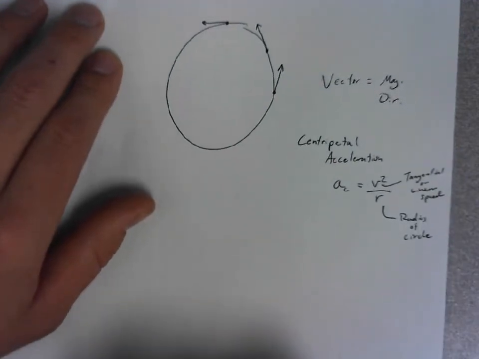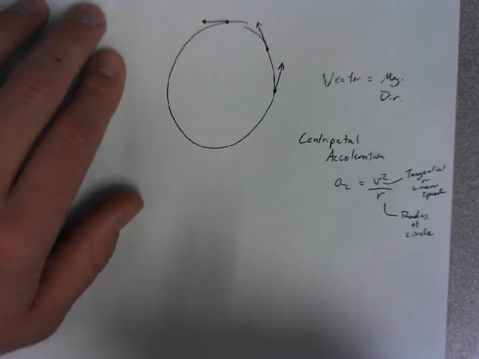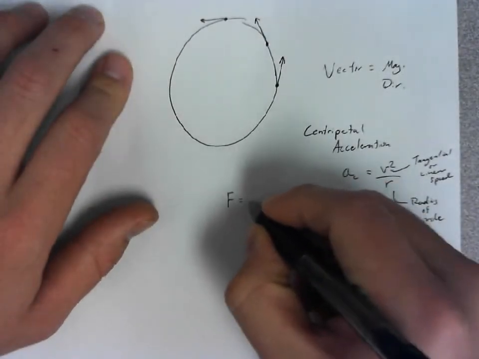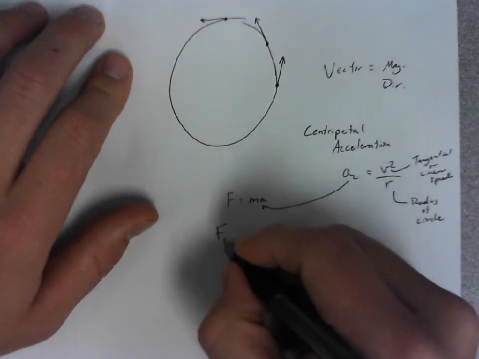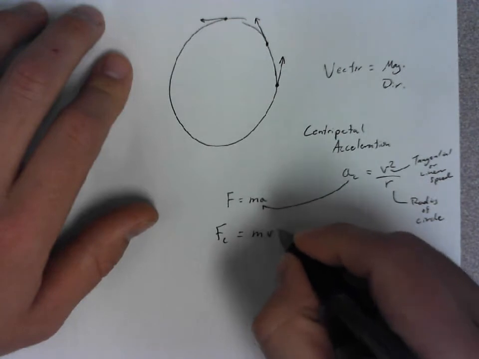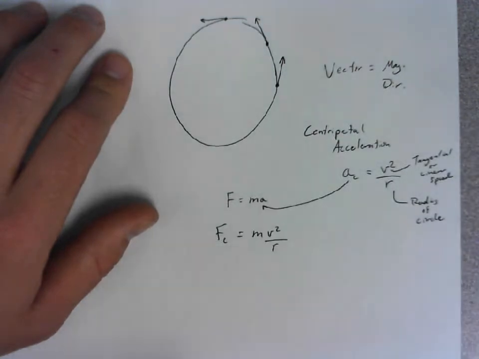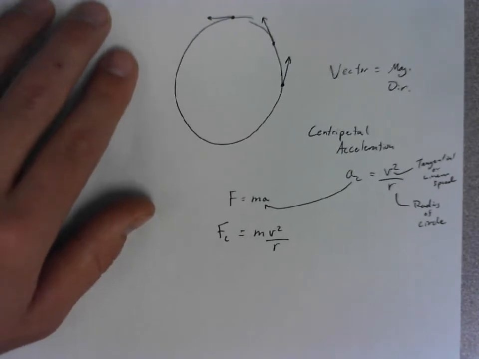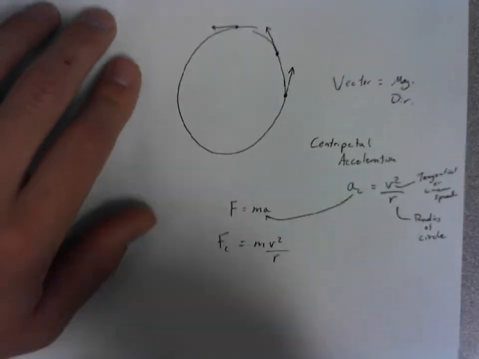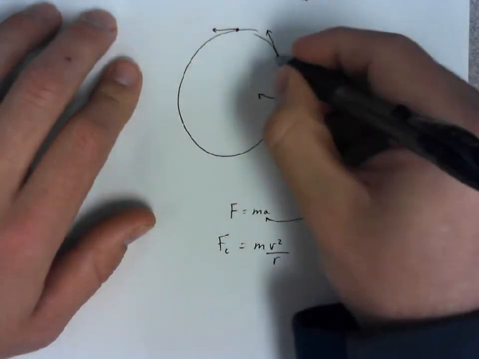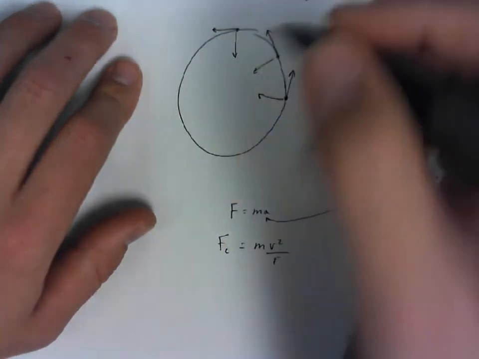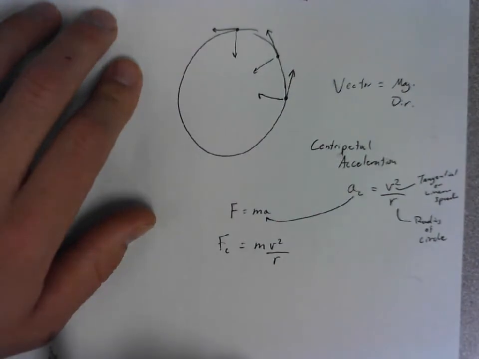Now, since we have acceleration, it's easy for us to see we can also get a force then. Because force is equal to mass times acceleration, right? So if we were to plug this into here, my centripetal force equation becomes mass times velocity squared divided by r. Because that's a real nice equation. Now, in this case, centripetal force is always going to point inward. It's always going to point towards the inside of our circle.